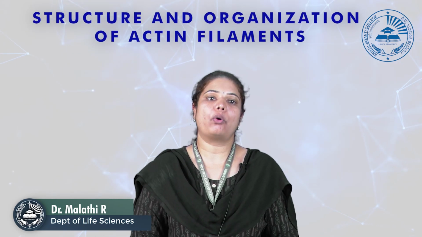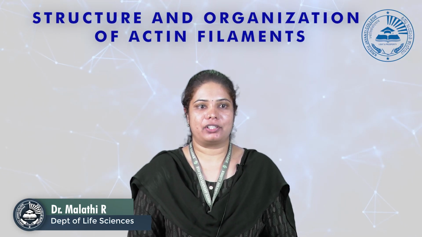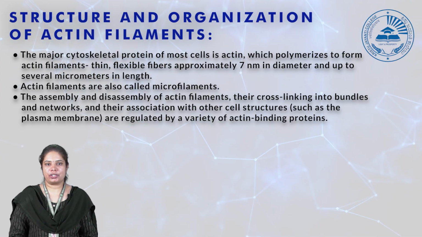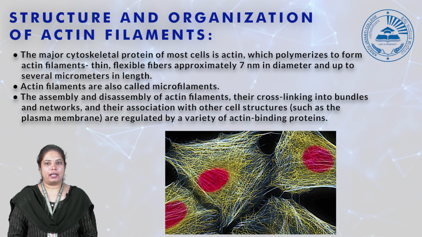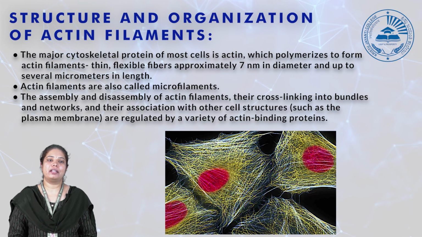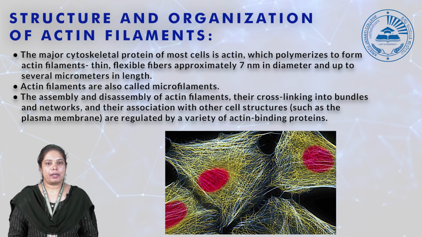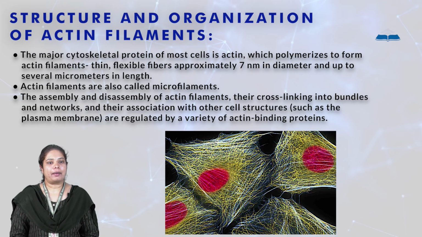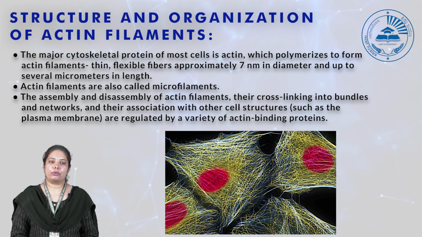Being the structure and organization of actin filament. Actin filament is a major cytoskeleton protein of most cells, in which it polymerizes into a thin filament. This filament is approximately 7 nanometers in diameter and several micrometers in length. These actin filaments are also called microfilaments.